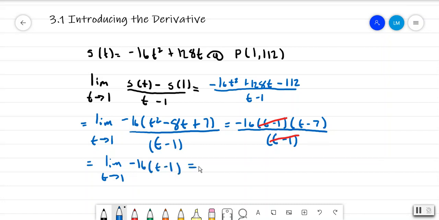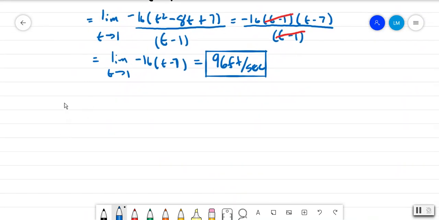And when we take the limit, we end up with, this should be 7. Yeah. So when we take the limit, that gives us 96 feet per second. Okay, so that represents the instantaneous velocity. But in our little preview of the first section, we also mentioned that basically this is also the slope of the tangent.